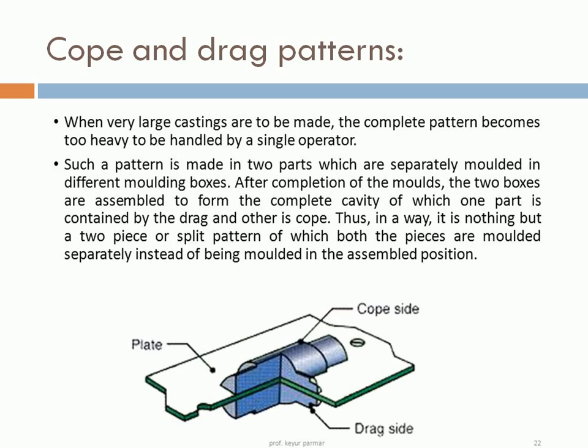Such a pattern is made into two parts which are separately molded in different molding boxes, and after the completion of the mold, the two boxes are assembled to form the complete cavity. One part is contained by the drag, and the other is the cop. So this one is the cop side and this one is the drag side. Thus it is nothing but two pieces of a split pattern, where both pieces are molded separately instead of being molded in assembled position. So these are cop and drag patterns.